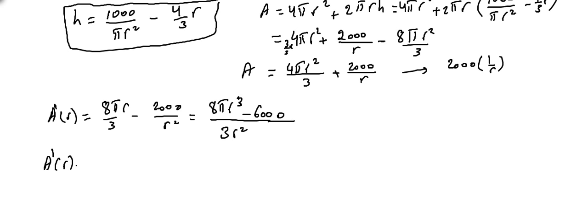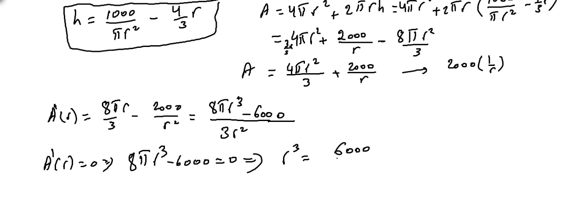Setting this derivative equal to 0 gives us the numerator equal to 0. 4 pi r cubed minus 6000 is equal to 0. This implies that r cubed is equal to 6000 divided by 8 pi. Can we divide 6000 by 8? Yes, we can divide by 2, it will be 3000 divided by 2 again, 1500, by 2 again, it's 750.